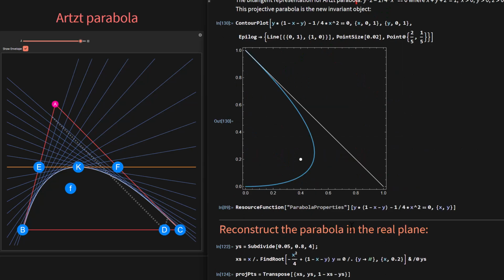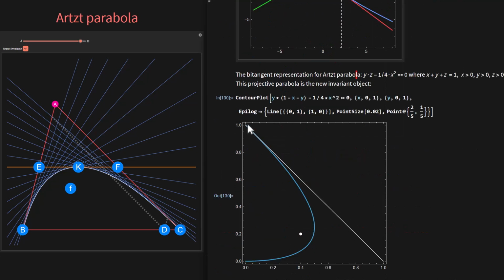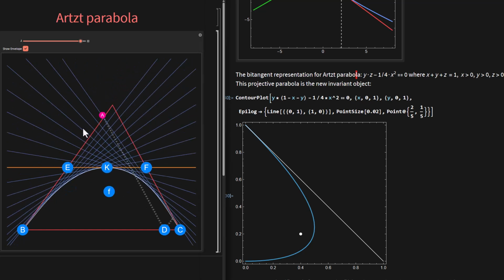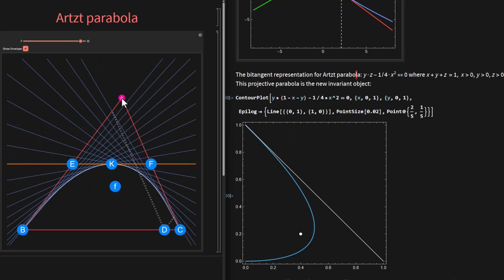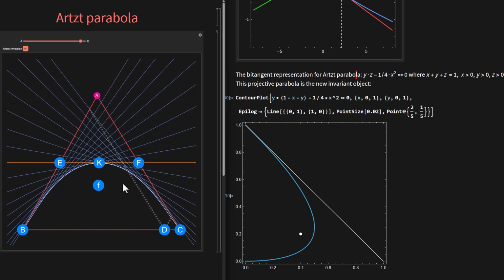The shape of the parabola is this. It's invariant of A. So regardless of how you change A, in the projective space, this parabola is fixed. It's just like the centroid in the first example we saw. So you change the point A, the barycentric coordinate for the centroid won't change.